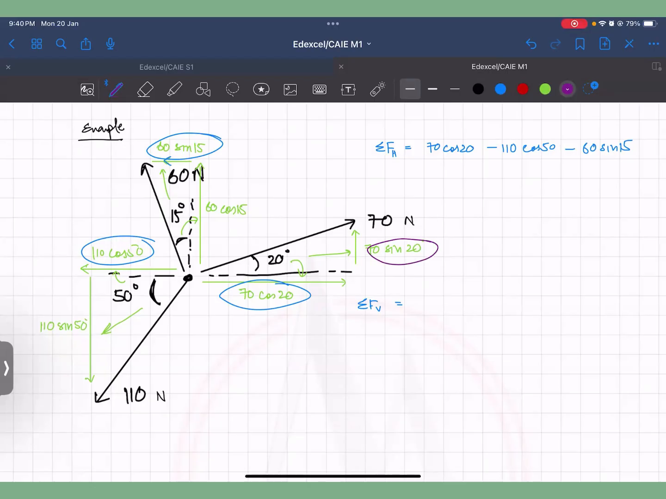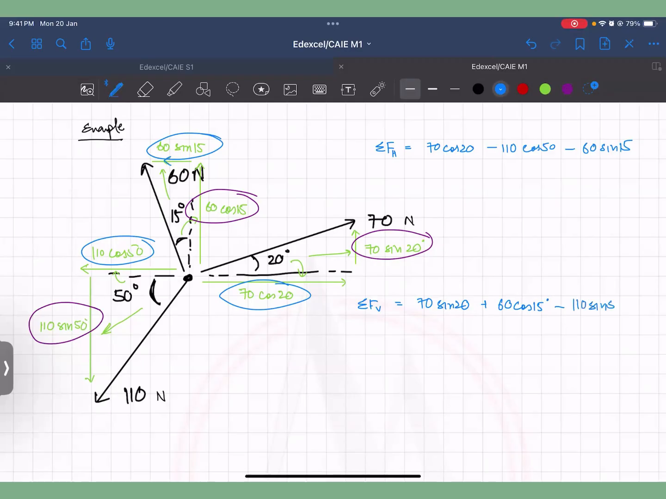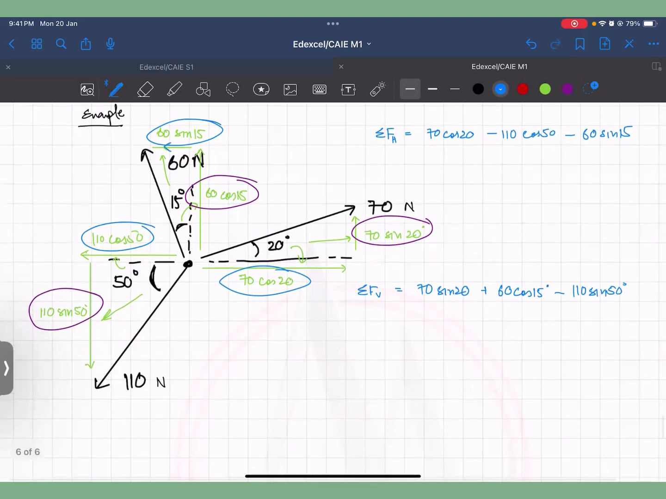For the vertical one, this is the first vertical one. Again it's going upward. So you would do positive 70 sine 20. Then this is also upward. So plus 60 cos 15. Then minus for this one because it is going down. Minus 110 sine 50. Now use your calculator.